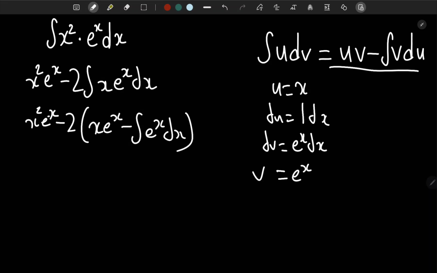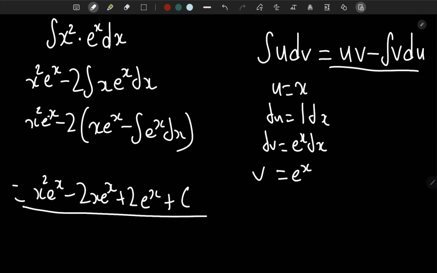So now I just simplify this answer and you will get 2x e to the power of x minus, or plus, because there's two minuses, plus 2 e to the power of x plus c. And this is the final answer. Here we can factor e to the power of x, by the way, outside, but it really doesn't make a difference.